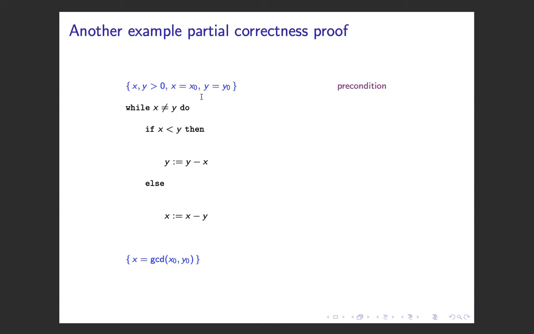So these are variables that do not appear in the program, so they're not affected by the program, and they allow us to say at the end the value of x in the state that the program results in is the greatest common divisor of the original x0 and y0. And again, we want to prove this using the tableau method. So we don't need to justify the precondition, so we mark that as a precondition, and we're going to go through and basically again work our way back from the postcondition.